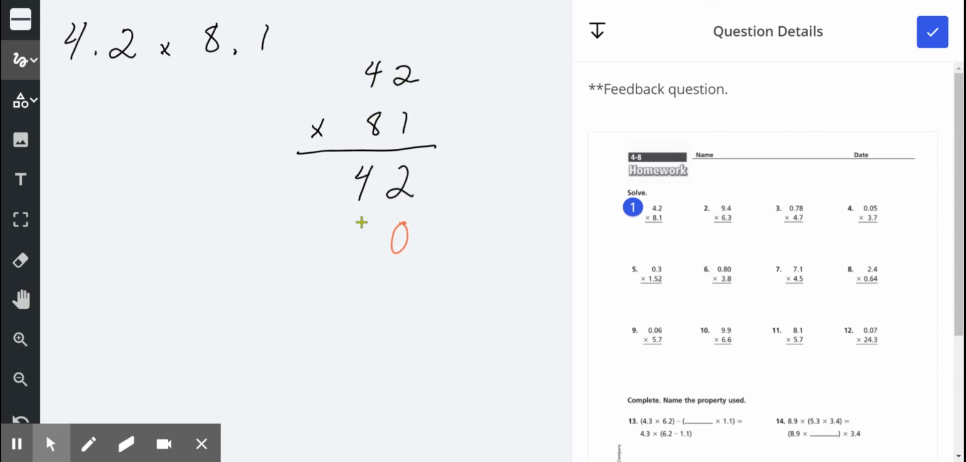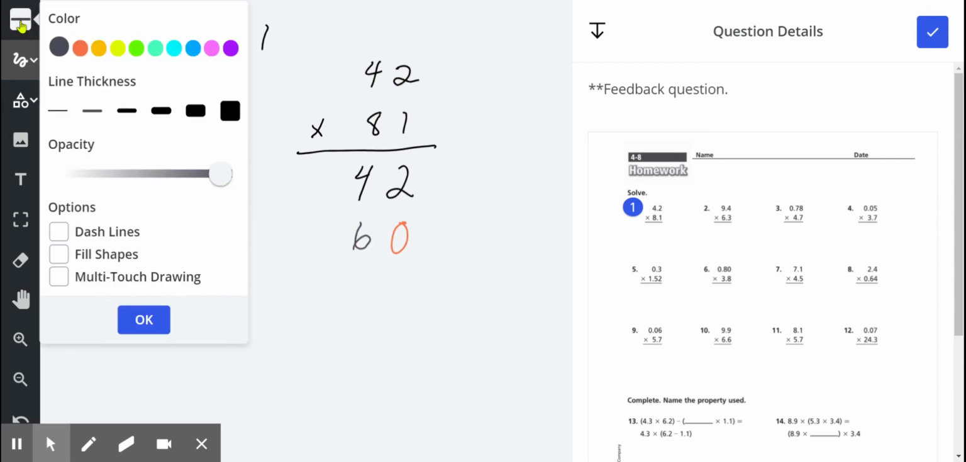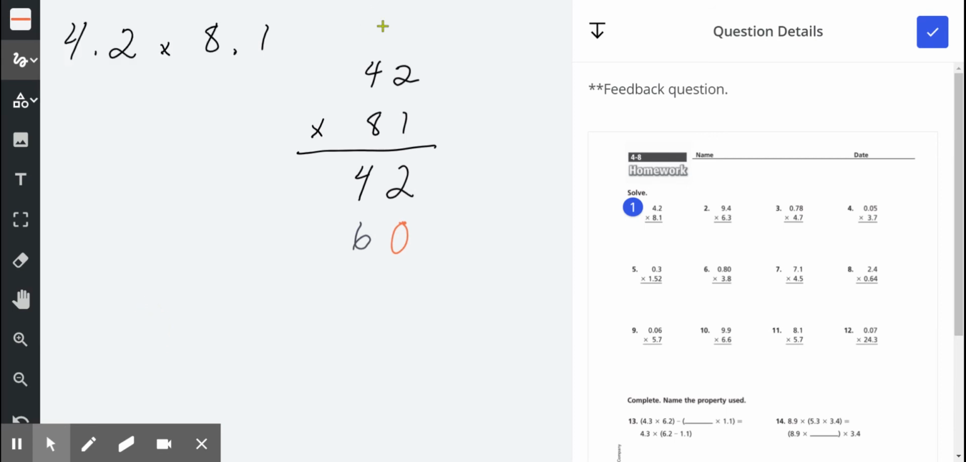Well, 8 times 2 is 16, so 6 there, carry the 1. And then you do 8 times 4 plus 1. 8 times 4 is 32, plus 1 is 33. When I add these up, I get 2 plus 0 is 2, 6 plus 4 is 10, 0 there, carry the 1, 3 plus 1 is 4, and 3 plus nothing is 3.